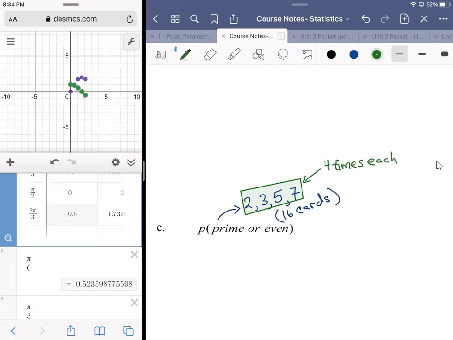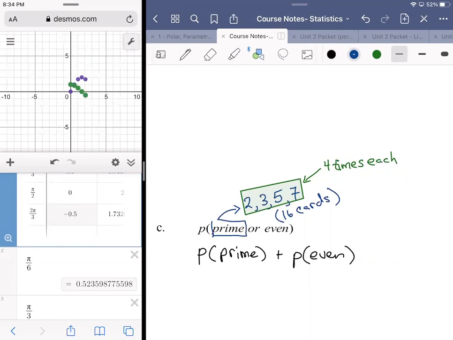All right. So when I look at this one in a vacuum, I would say probability of getting a prime number plus the probability of getting an even number. And then that's where the thinking part of the process starts. Is there a way that I can have a prime number that's even at the same time? Well, yeah. Right.